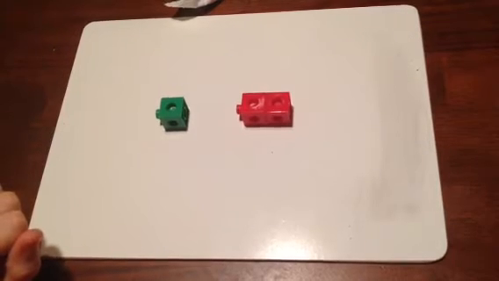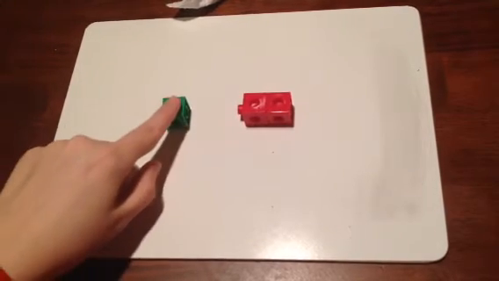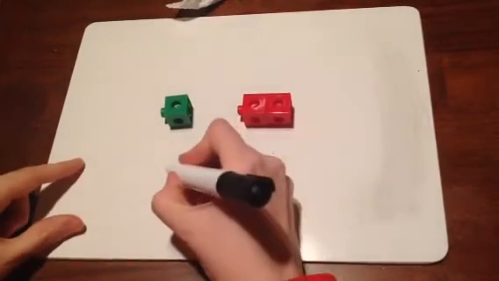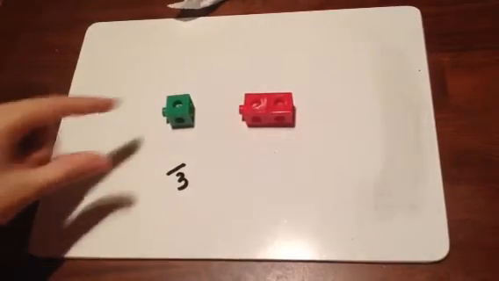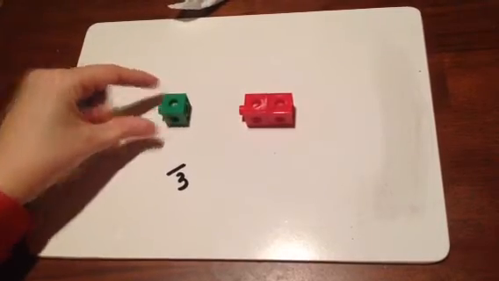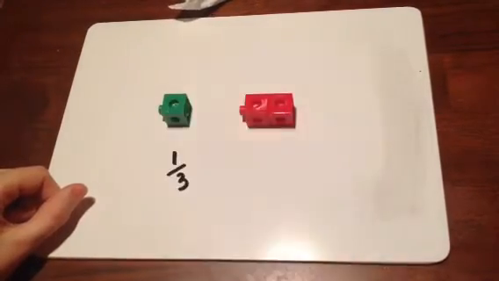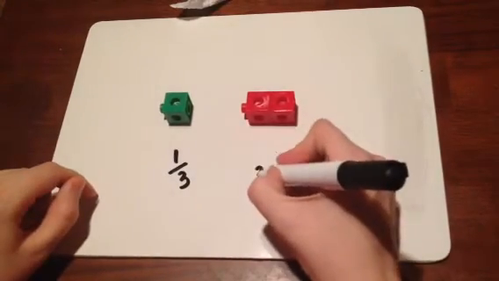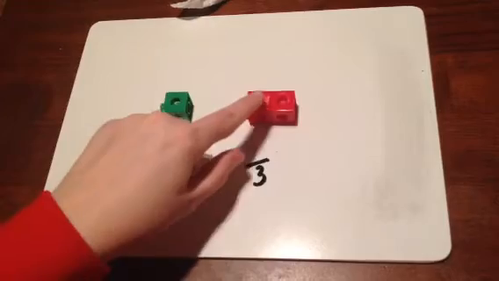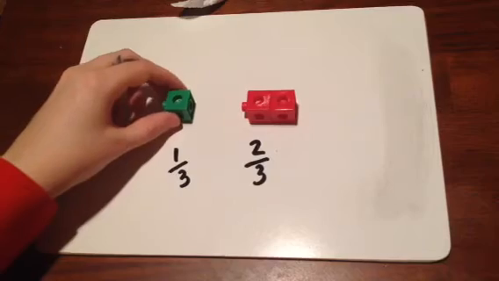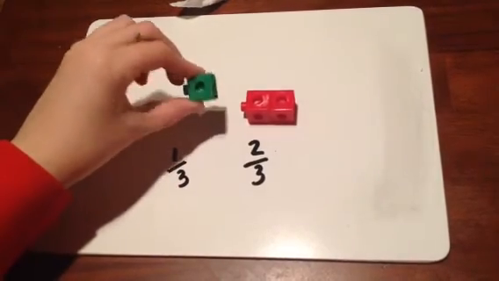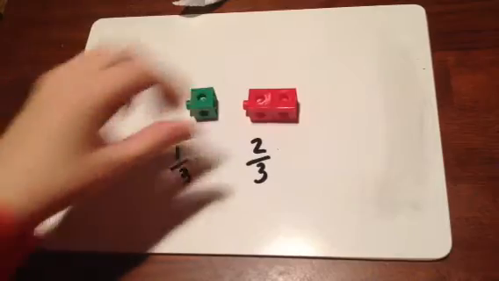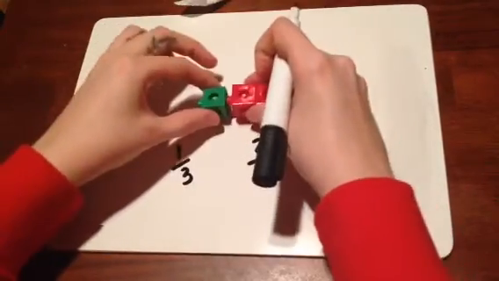First, I'm going to start by writing a fraction for the green cube. I know I have 3 equal parts, so I will write 3 as my denominator. But I only have 1 green cube, so I will write 1 as my numerator. For the red, I know that I have 3 equal cubes, so I will write 3 on the bottom. But I only have 2 reds, so I write 2. So 1/3 of this group is green, and 2/3 of this group would be red.